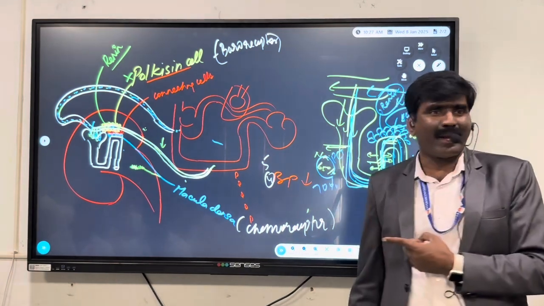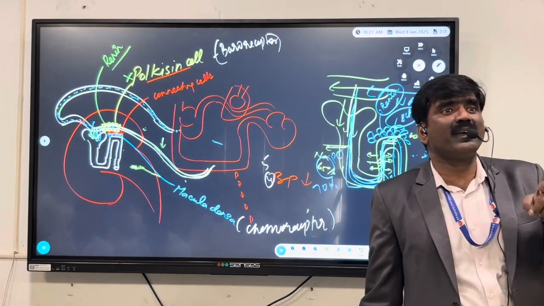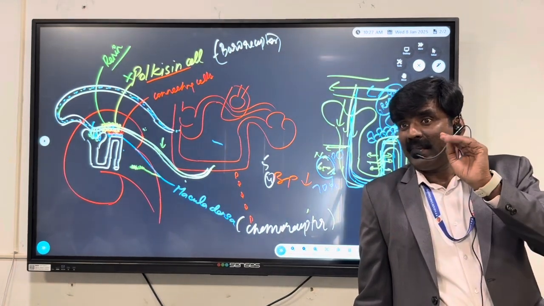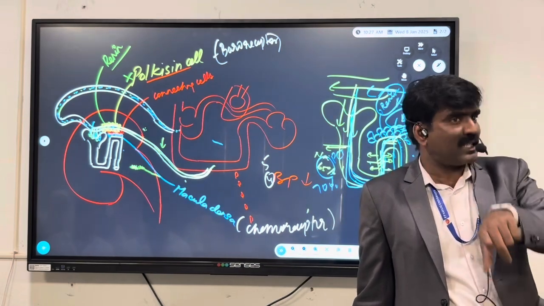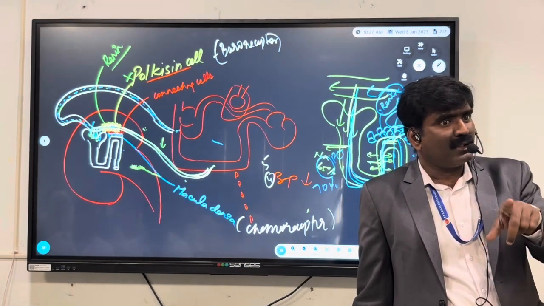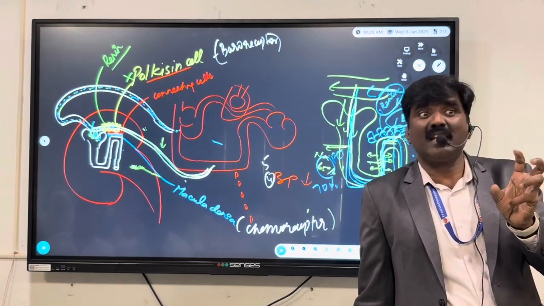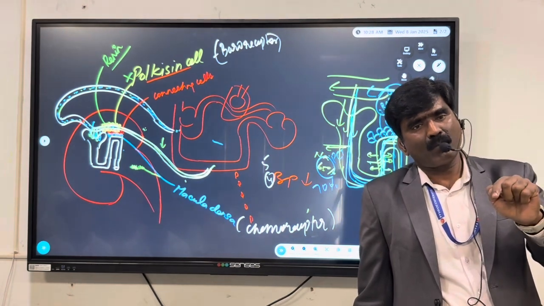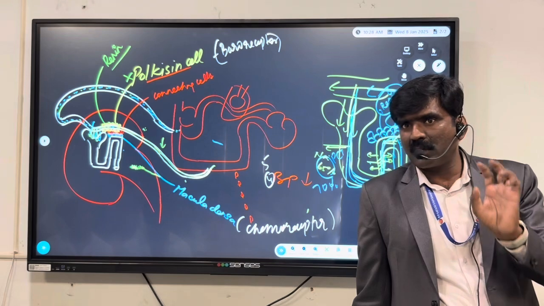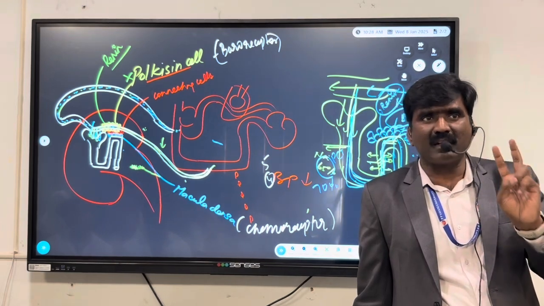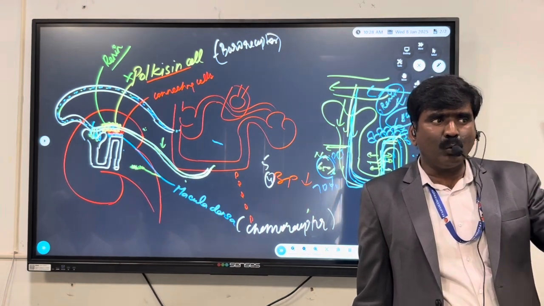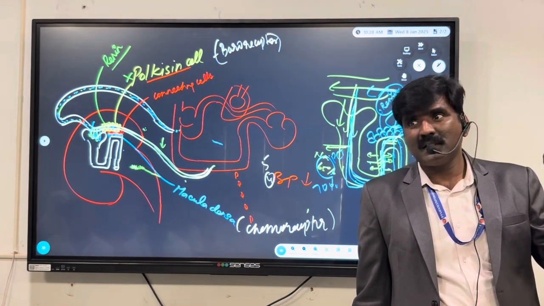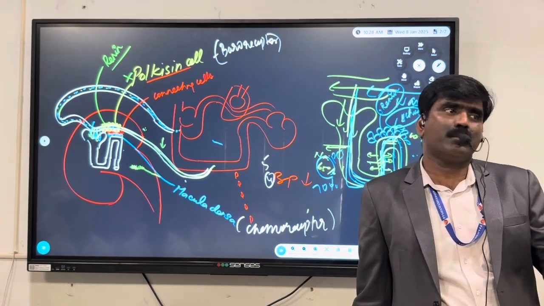The chemoreceptor is the macula densa, which is the modified cell of the distal convoluted tubule. If the sodium level is less in the fluid, it will sense it, because it is a chemoreceptor. If it is less, then it will release renin. So the juxtaglomerular apparatus releases renin in two cases. One is because pressure is low, two is because sodium is low.